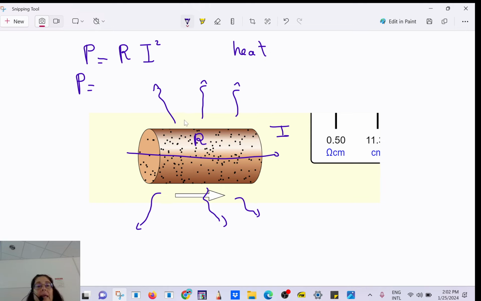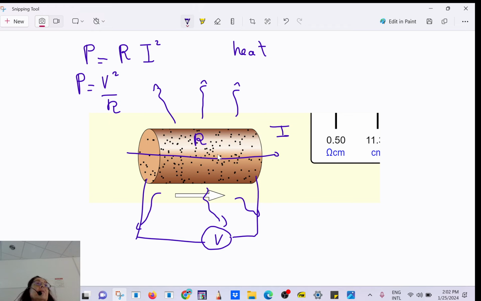You can also write V squared over R, and V is the voltage across the load, or the voltage across your wire, or the voltage across the resistor. Is that clear? Now, the other equation, P equals V times I, is always true. It doesn't matter if you are looking for the energy produced by a power supply or consumed by a load. It's always true.